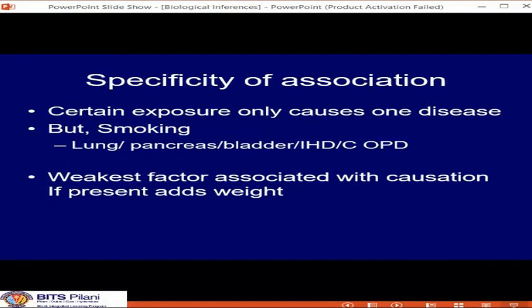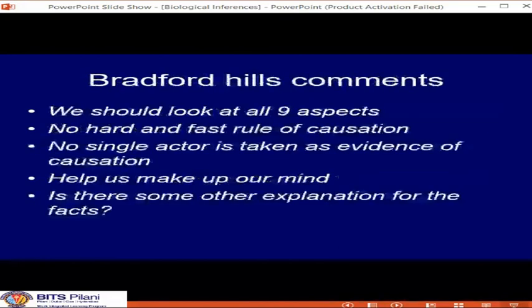Smoking is known to be associated with lung cancer, pancreatic cancer, bladder cancer, ischemic heart disease, and chronic obstructive lung disease or COPD. Now we can't say that this specificity applies to smoking because smoking seems to cause many diseases. So the factor of one factor causing one disease only is a bit weak, and probably among the 9 factors mentioned is the weakest factor for proving causality.